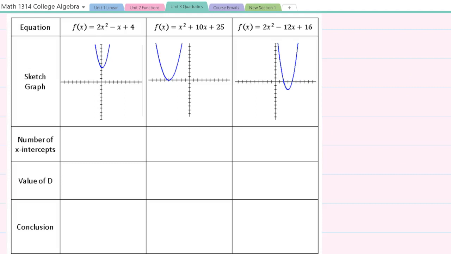I give this exercise to my students in my face-to-face class. I ask them to sketch the graph of the equations. Here I have added the graphs for you to see. Then I ask them to complete the table using the value of big D and the number of x-intercepts found in the graph to make a conclusion that I will explain shortly. You may want to pause the video here to see if you can make the correct conclusions before continuing the video.